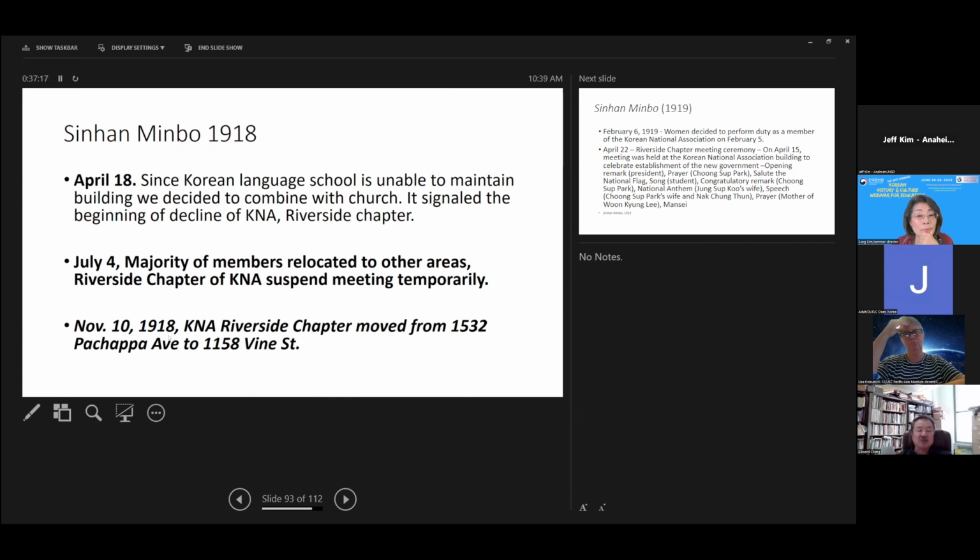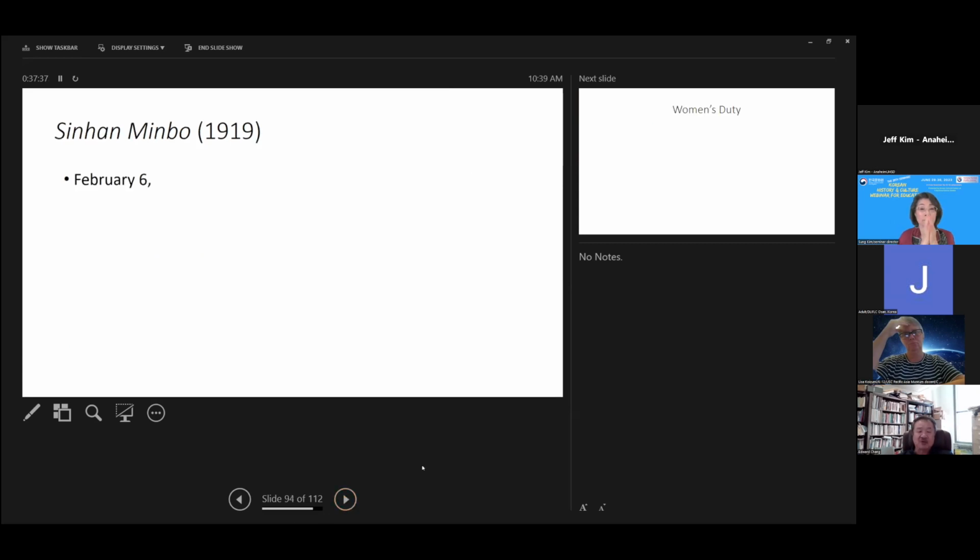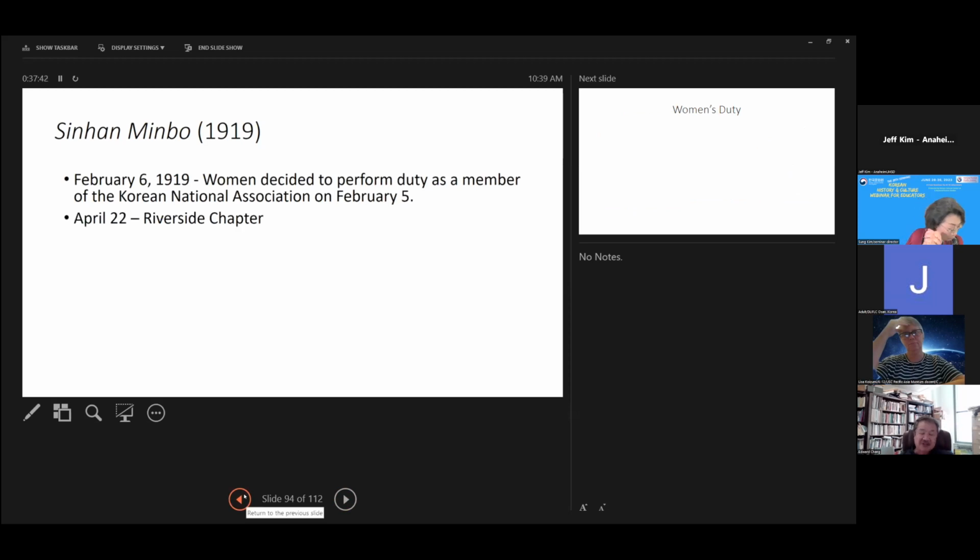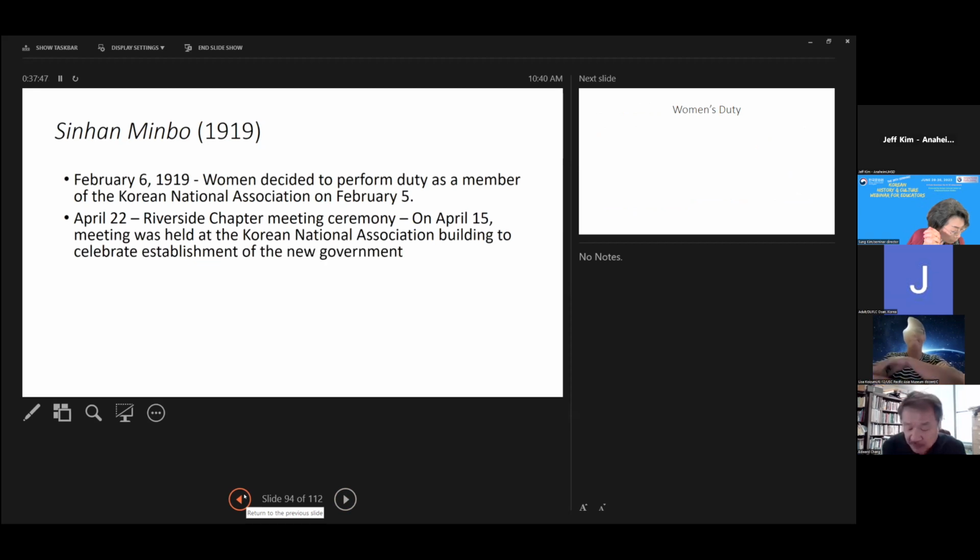So we know Pachappa camp existed from 1904 to 1918. Maybe because it was short-lived, just 14 years, historians didn't really look carefully into Pachappa camp. But Pachappa camp is a historically very important site, not only the first Koreatown, but also, I'm arguing, the birthplace of modern Korean democracy.